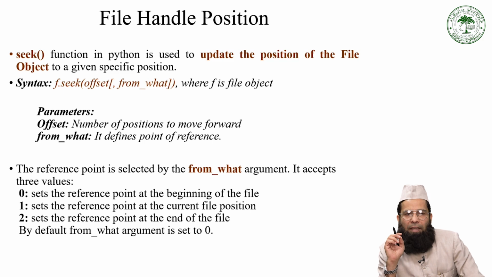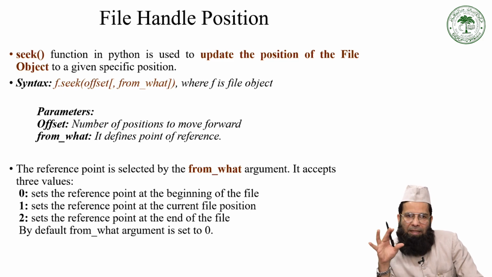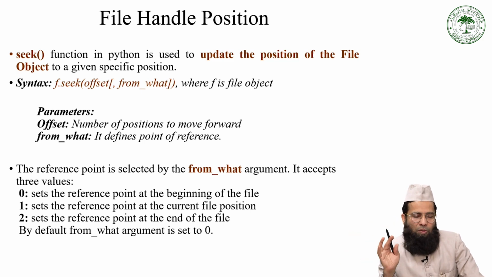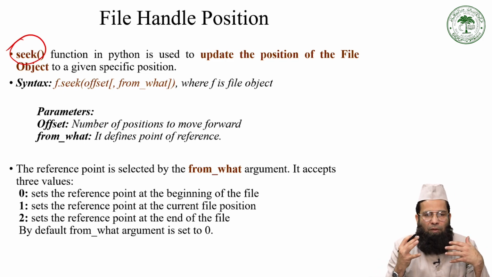Now, I told you, the file pointer moves. Once you open a file for read purpose, your file pointer is at the beginning, right? And after that, it would move on. Suppose you have read the whole content, you have used the read method. Then the file pointer would be at the end of the file. Now using the seek method, you can manipulate your file pointer.